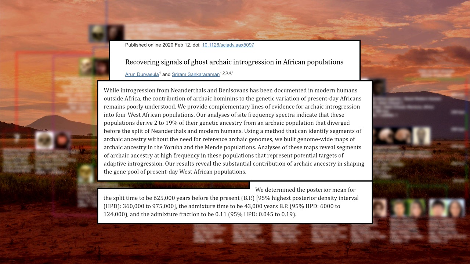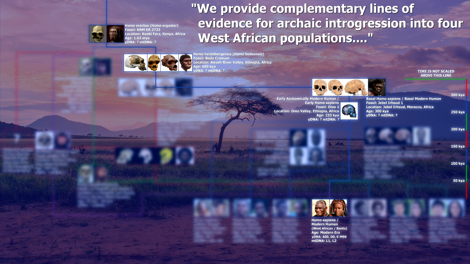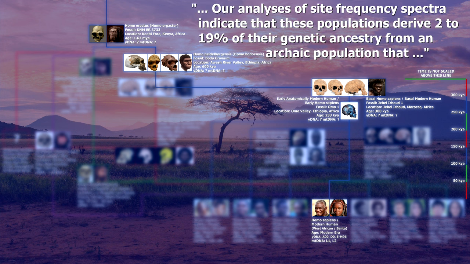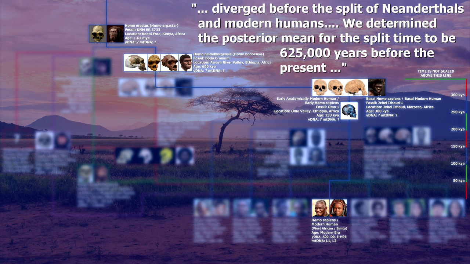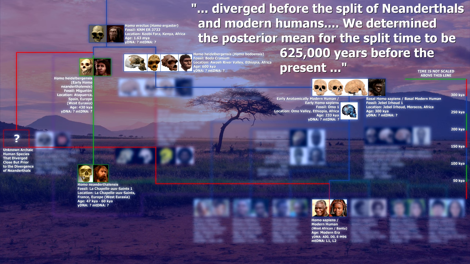According to the article Recovering Signals of Ghost Archaic Introgression in African Populations, which was published in 2020, West Africans possess ancestry from an archaic human species that diverged from the lineage of Homo sapiens before Neanderthals did so. It reads as follows. We provide complementary lines of evidence for archaic introgression into four West African populations. Our analyses of site frequency spectra indicate that these populations derive 2 to 19% of their genetic ancestry from an archaic population that diverged before the split of Neanderthals and modern humans.